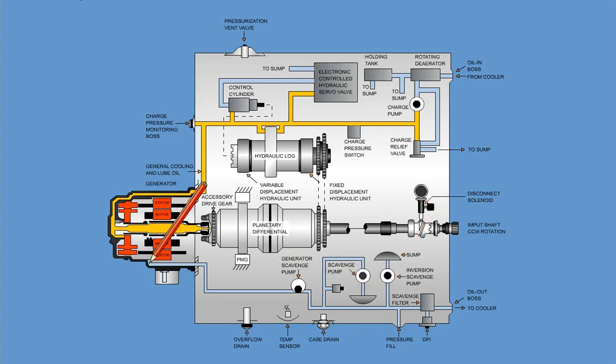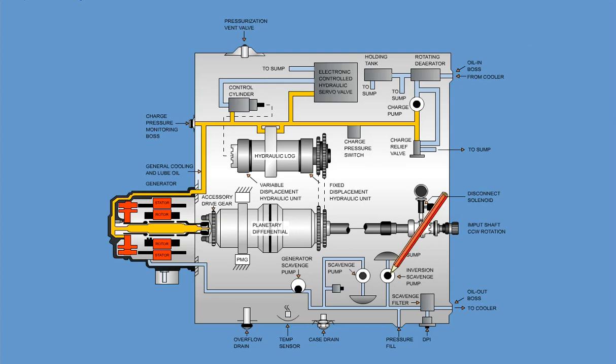The generator scavenge pump collects lubricating oil from the generator and returns it to the CSD scavenge system to supply the sump scavenge pump. The sump scavenge pump collects the lubricating oil that returns to the bottom of the CSD sump. These pumps press the oil through the scavenge filter, out of the IDG through the external oil cooler, and back into the IDG.